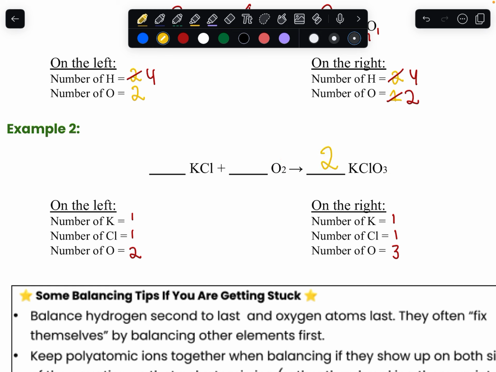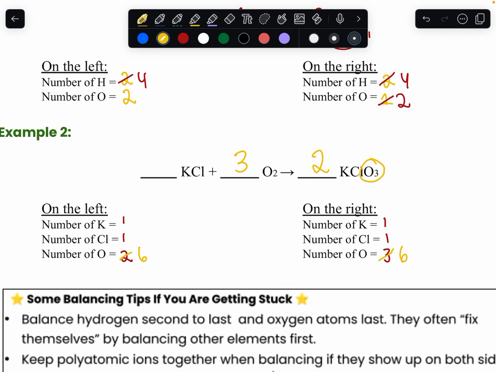To do that on this side, I'm going to add a 2. That puts it to 6. On this side, I'm going to add a 3, making this 6. But now, remember, by adjusting this oxygen, I also have to adjust my number of potassiums and chlorines. So now there's 2 of each of those on this side, which means I have to put a 2 here to finish out my problem.